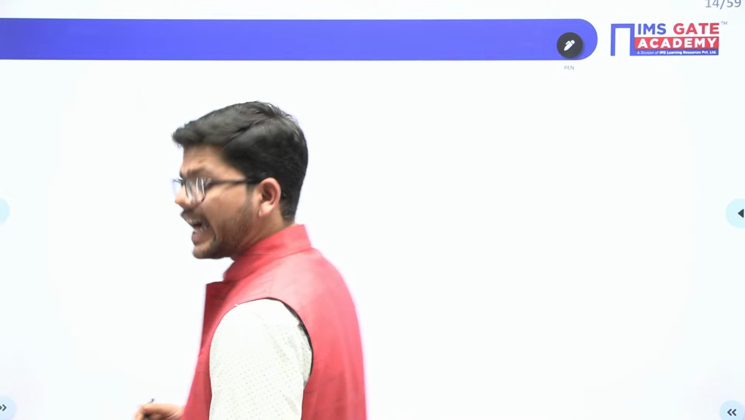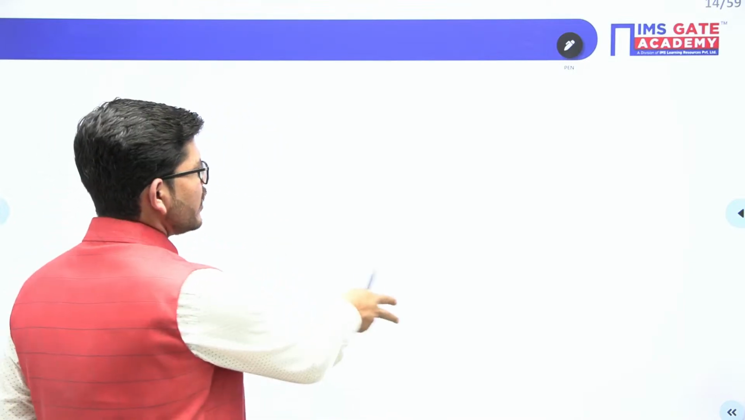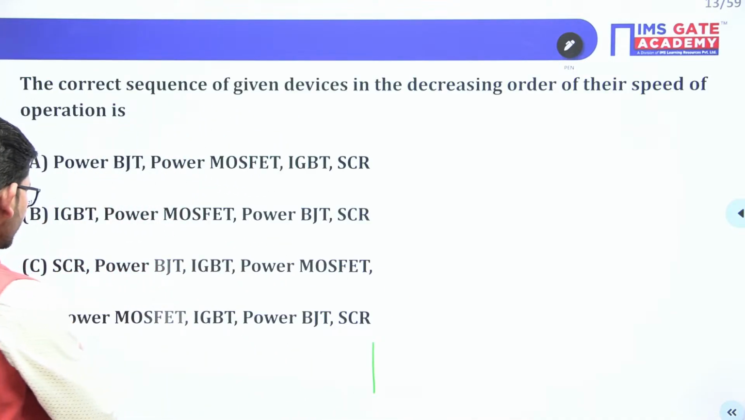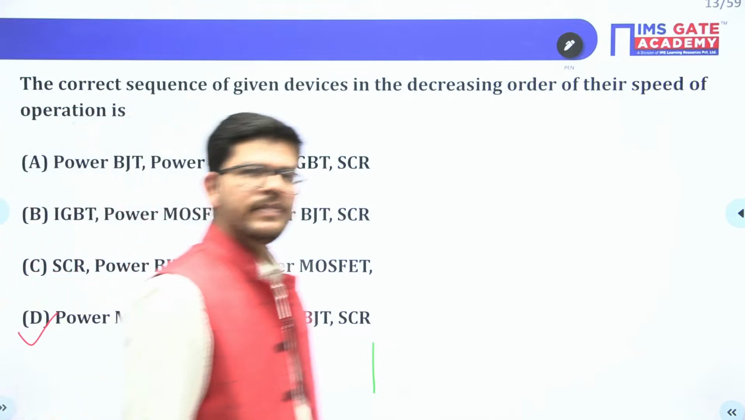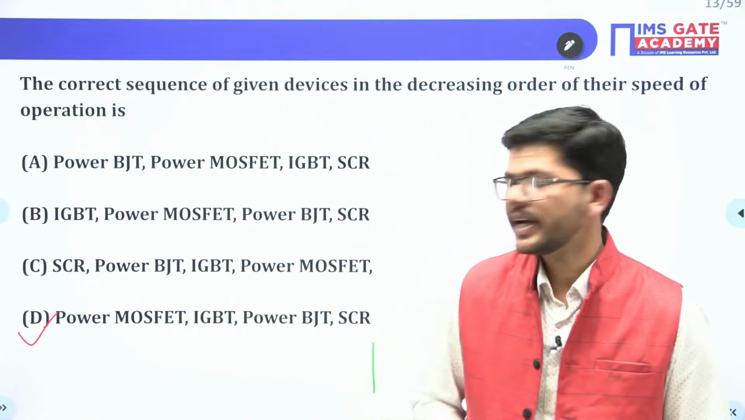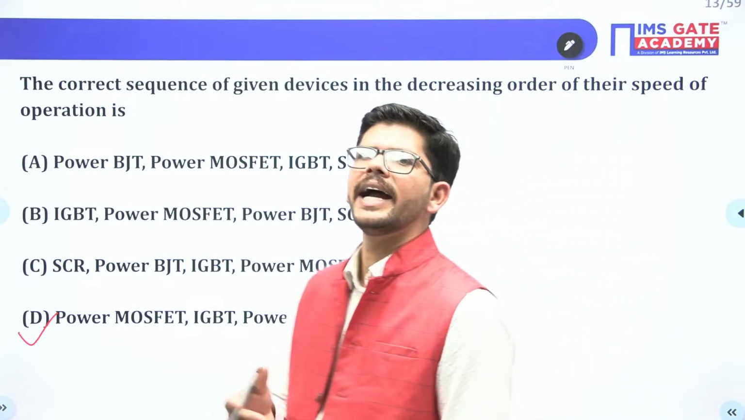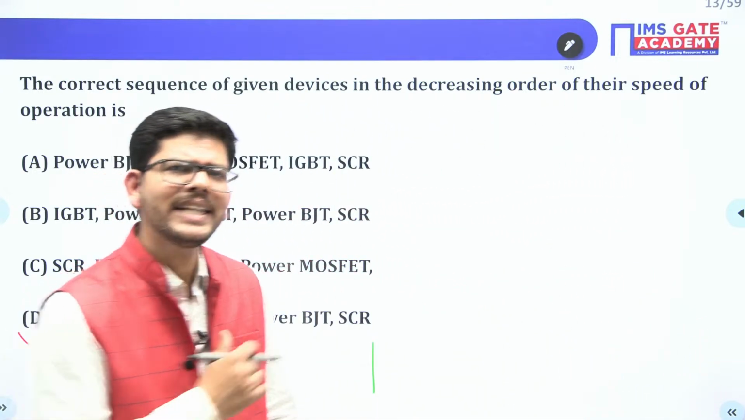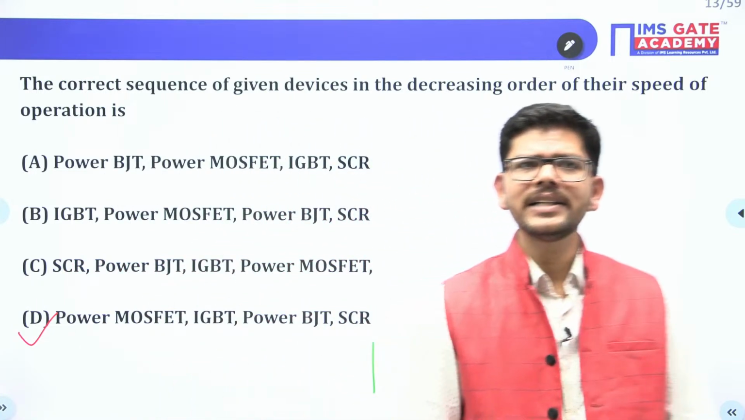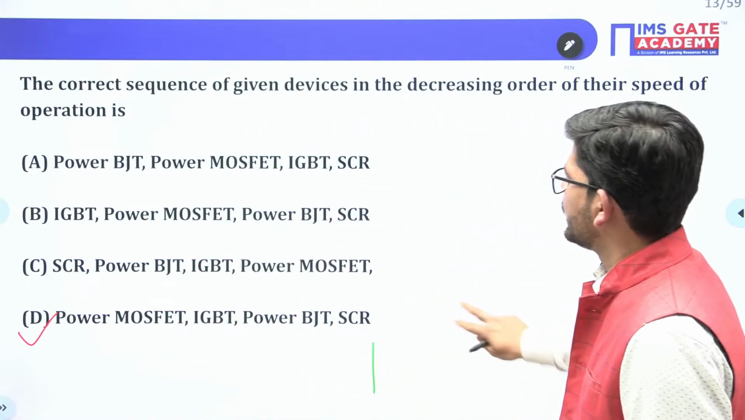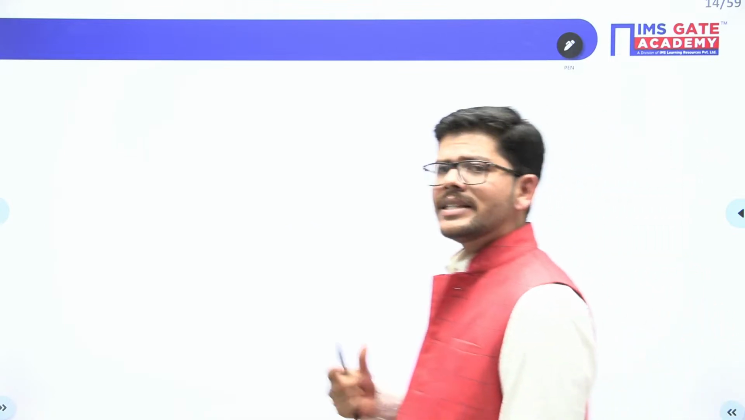So see guys, we have to comment. First of all, let me tell you that D is the correct answer. MOSFET is the fastest switch that we have. And after MOSFET, we have IGBT, then power BJT, and at the end we have SCR. Why is this so? Because this is determined by their switching frequency.